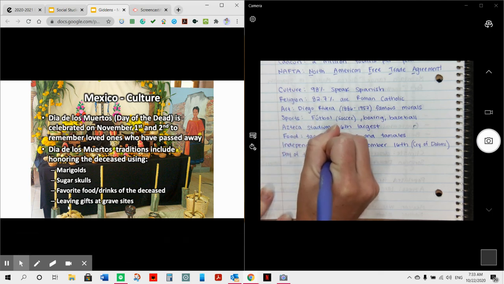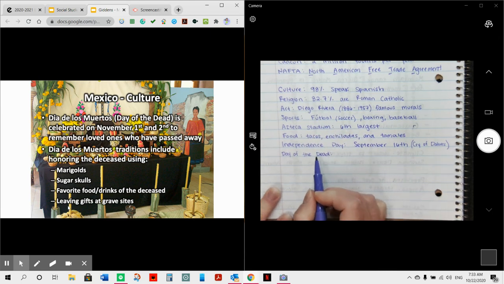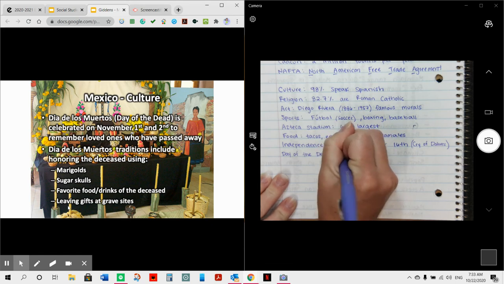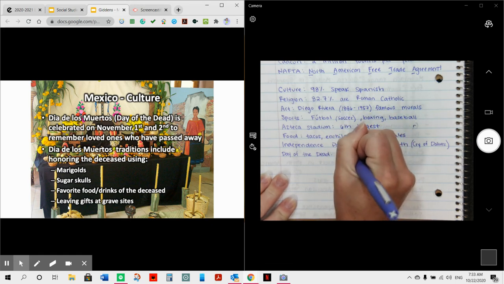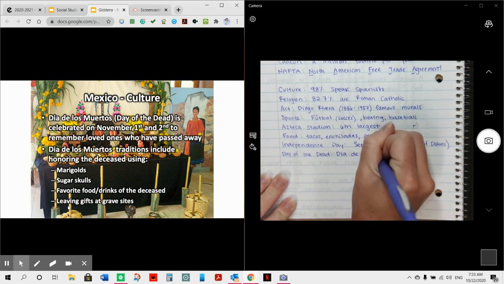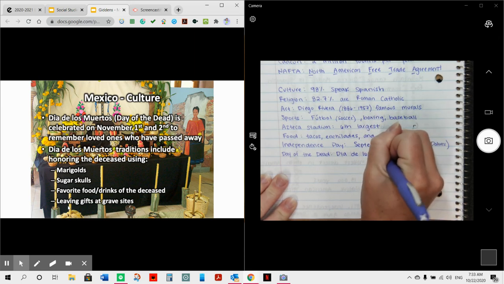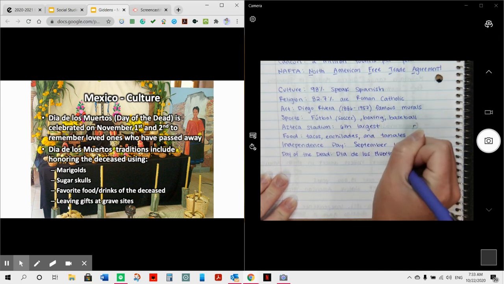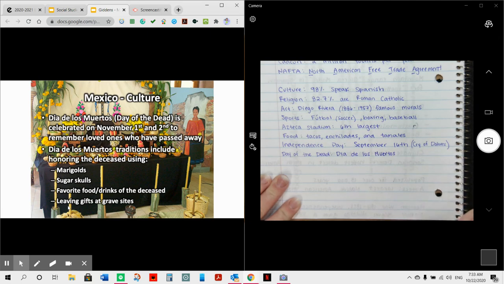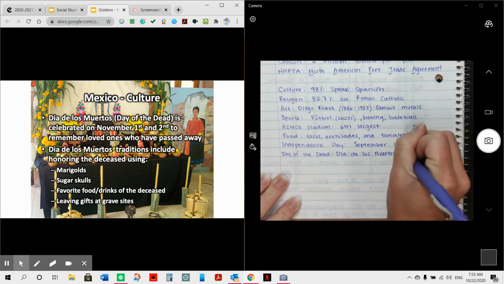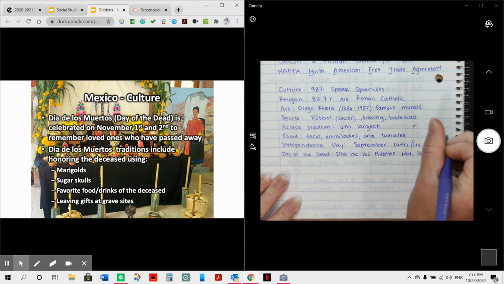And it might sound like a negative thing or like a scary thing, but Day of the Dead is more of a celebration to remember people who have passed away. And some of you have probably participated in this before or have seen little altars for family members or friends who have passed away. It's a very beautiful part of their culture.